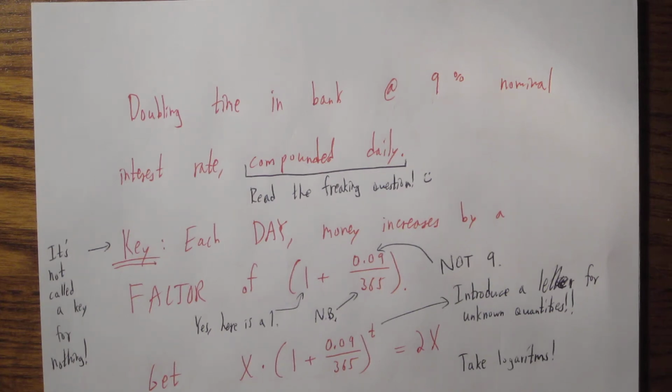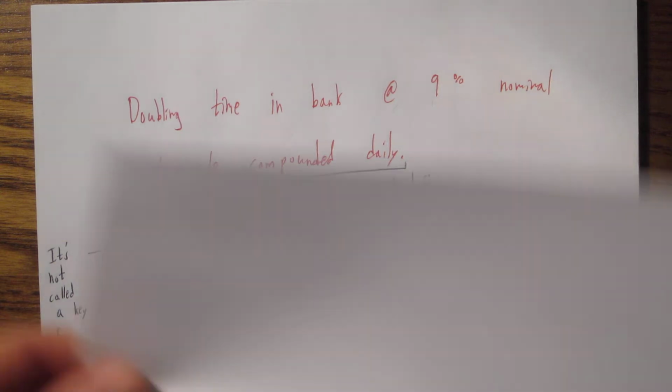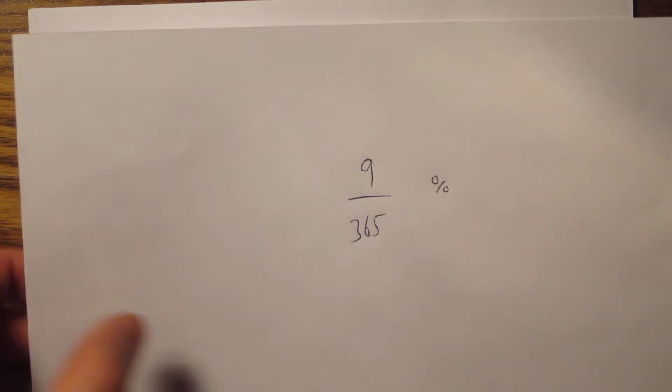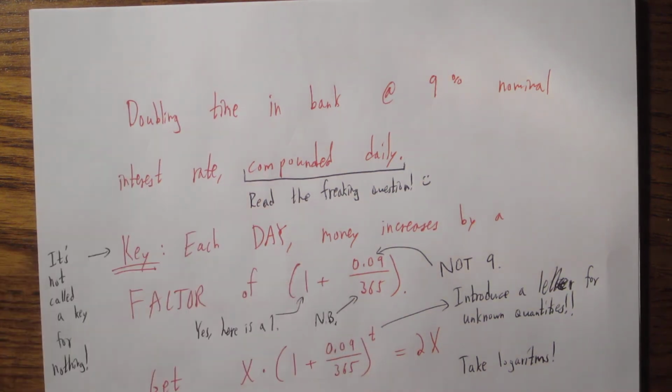Find the doubling time in a bank offering 9% nominal interest rate compounded daily. So read questions carefully. The key is to work with factors. Each day money increases by a factor of 1 plus 9/100 over 365, because you get 9 over 365 percent each day, and expressed as a real number, that's that. So the factor is that plus 1.